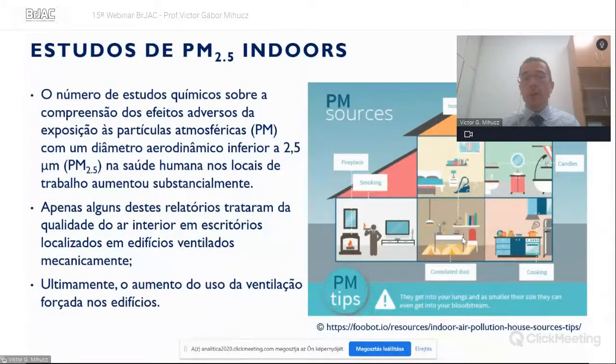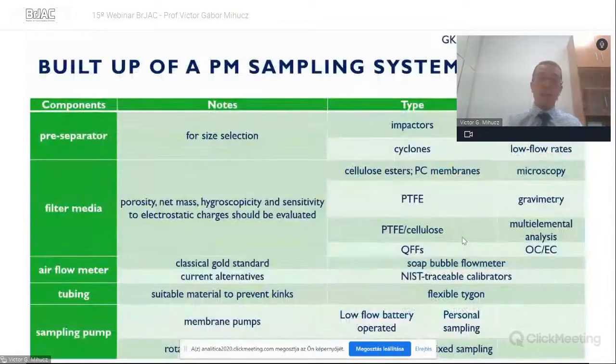If we are looking now at the PM 2.5 studies, we can also say that the number of studies dealing with this topic has substantially increased in the past decades, and it will gain more and more importance as the number of buildings with mechanical ventilation or air conditioning is expected to increase in the future. If somebody would like to sample particulate matter, he or she has to take into consideration that the build-up is again quite complex.